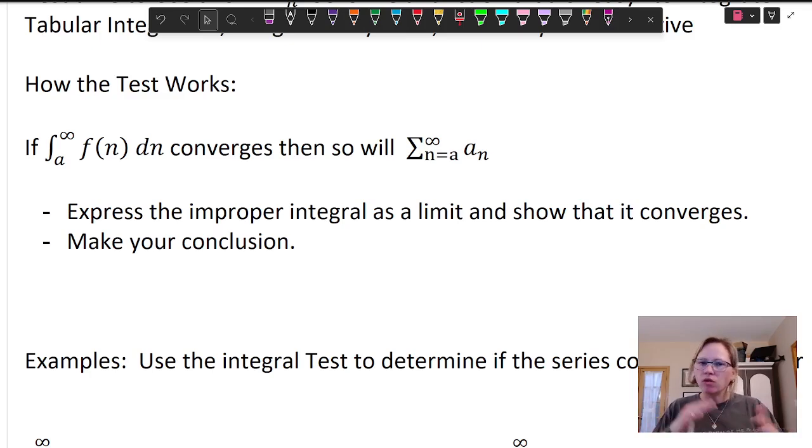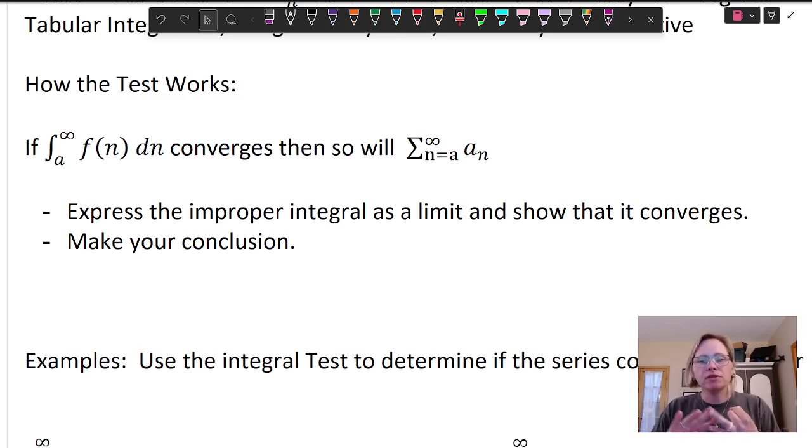But remember, you can only make your conclusion if you do those 3 essential steps. You need to state the conditions. In other words, you have positive decreasing terms of your series, and your function is a continuous function. Then you need to show the integral. You need to do the antiderivatives. That's probably something that they're going to be looking for on an FRQ to be able to give you a point for.